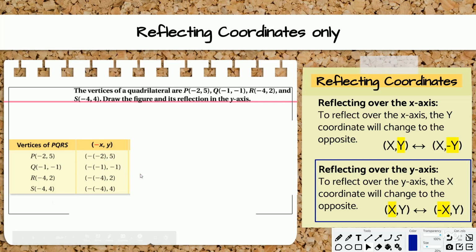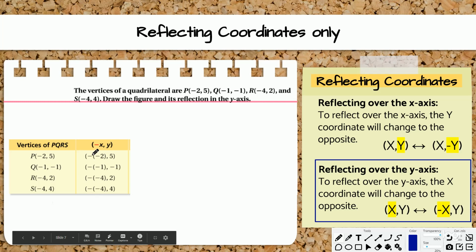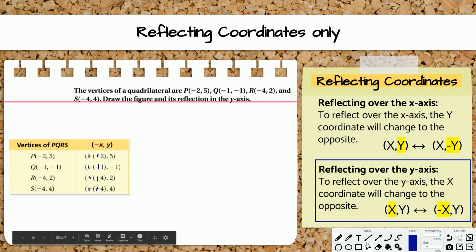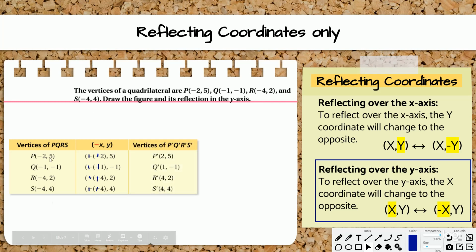-1, -1. -4, 2. And remember that if we have two negatives, it turns to positives, which brings it to the opposites. So now my new coordinates, instead of it being -2, 5, now is just +2, 5. Instead of it being -1, -1, Q prime is now +1, -1.